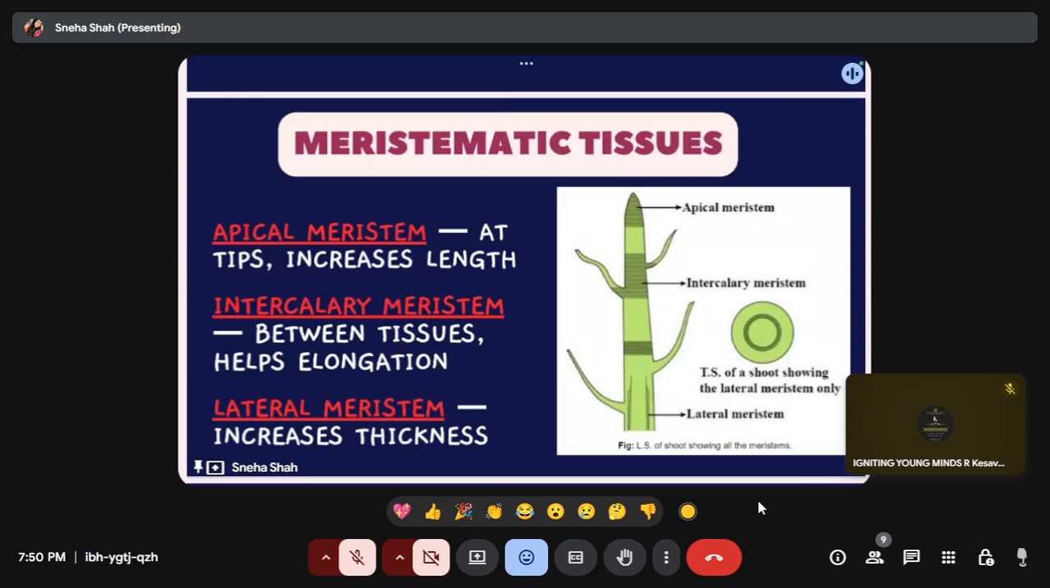If certain meristematic tissue is present at the tip of the plant, then the tip of the plant will continue to grow till the time that meristem becomes dead and the growth stops. Okay, so meristematic tissues are of three types based on their location in the plant.